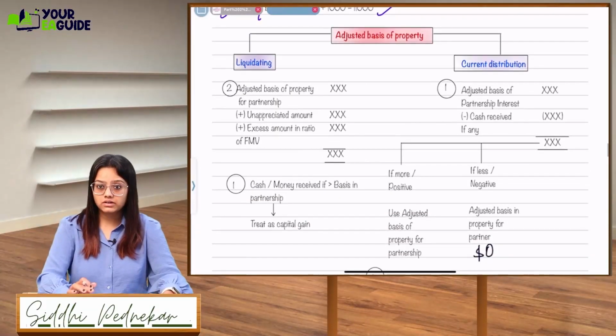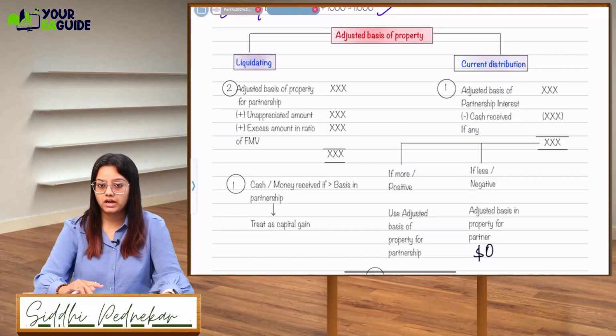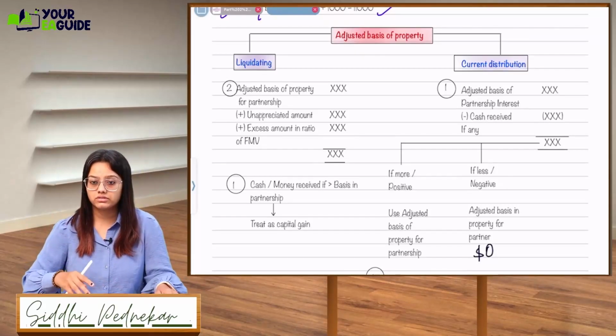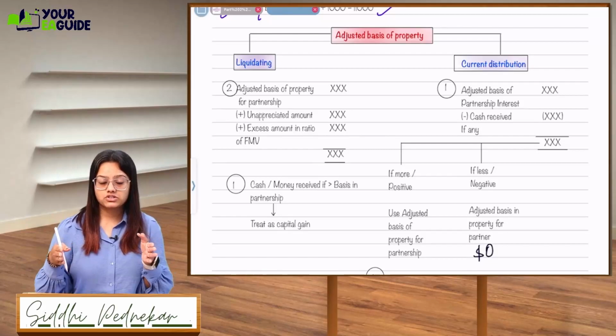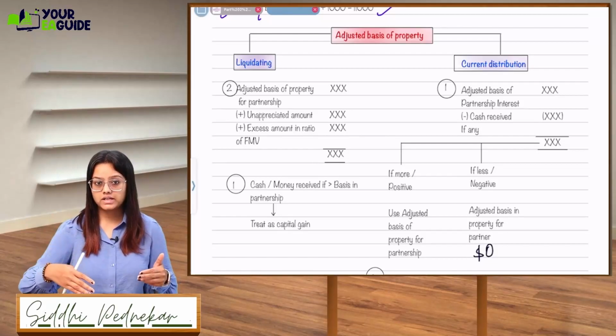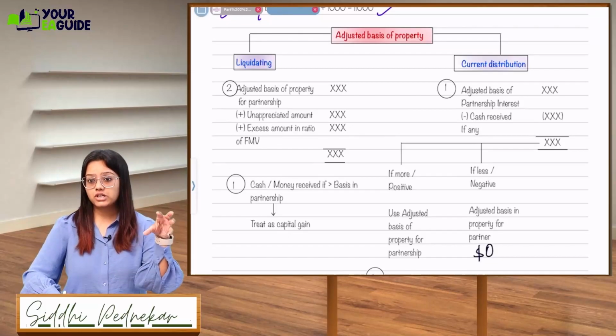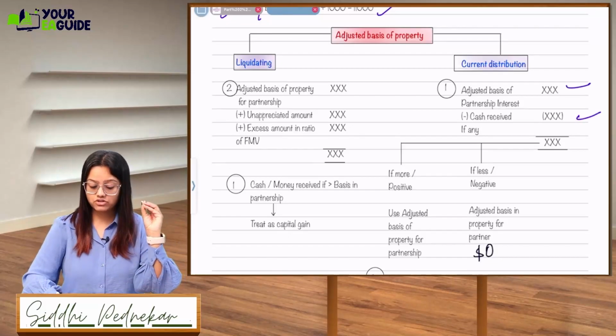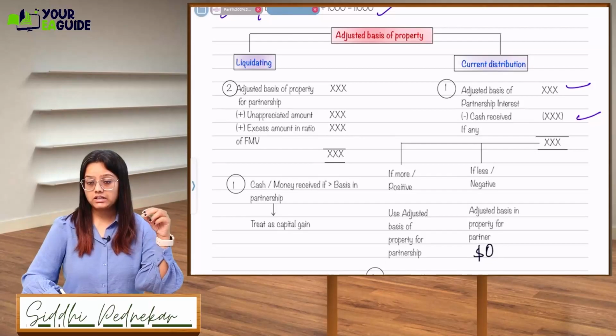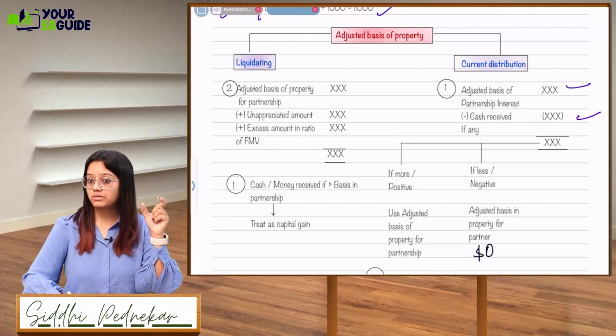Here, all the examples which we have done, I have just included in a summarized form. You can just read this chart and revise all the concepts which we have done till now. In case of current distribution, let's revise it. Adjusted basis of the partnership interest minus cash received, if any, right? It's a current distribution, adjusted basis of partnership interest.